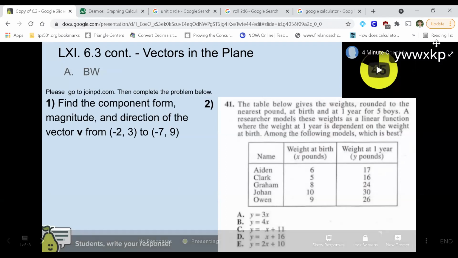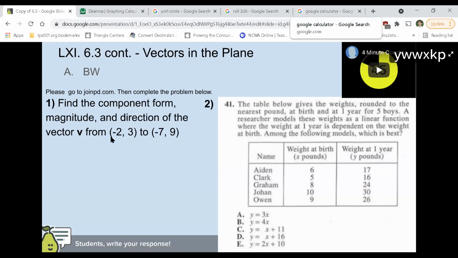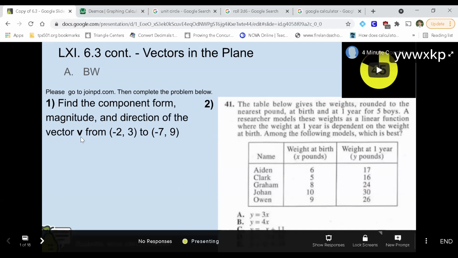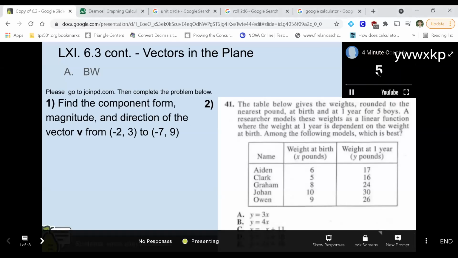Okay. Bell work today. We've got a review from yesterday: find the component form, magnitude, and direction of this vector, and then an ACT review question. I'll give you 4 minutes to try this on your own, and then we'll go over it.